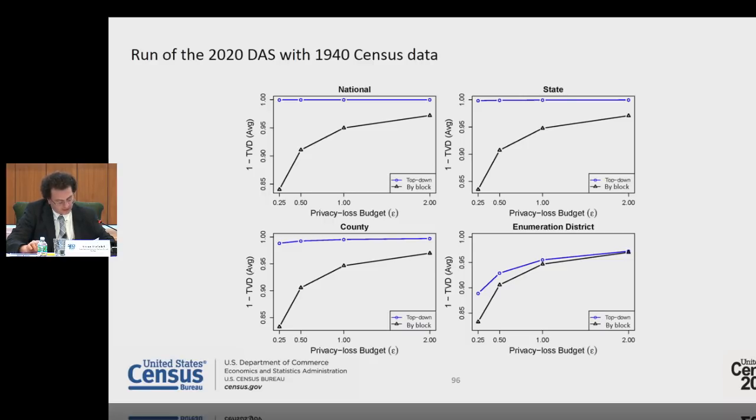This algorithm has been designed to produce better accuracy at geographies with larger populations. So for statistics at the national and state levels, it produces highly accurate results. For statistics at the county level, it still produces excellent accuracy. Our 1940 data is organized according to enumeration district, not by census tract. You will see that even at the enumeration district level, our top-down algorithm is still more accurate than the block-by-block algorithm. Over the next year, we hope we will make it more accurate still for any given privacy loss budget.